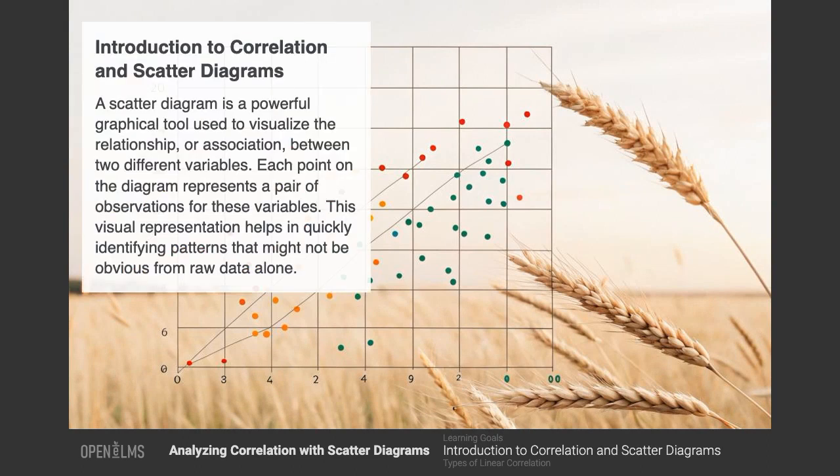Introduction to Correlation and Scatter Diagrams. A scatter diagram is a powerful graphical tool used to visualize the relationship or association between two different variables. Each point on the diagram represents a pair of observations for these variables. This visual representation helps in quickly identifying patterns that might not be obvious from raw data alone.